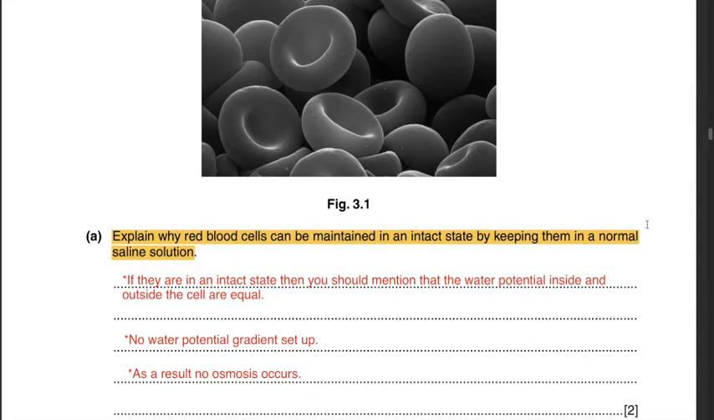saline solution. If the question mentions intact state, then you should mention that the water potential both inside and outside the cell are kept equal. There is no water potential gradient set up. If there is no water potential gradient set up, that means no net movement of water occurs or no osmosis occurs as a result. Therefore, in order to get 2 marks, you should mention that the water potential inside the cell and outside the cell are equal, hence leading to no water potential gradient being set up. As a result, no osmosis occurs.